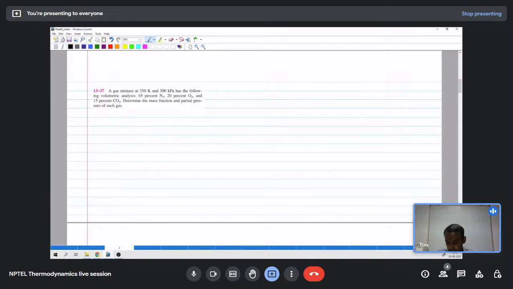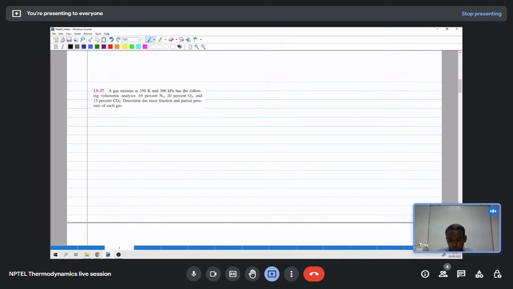In the next problem, we have a gas mixture at 350 Kelvin and 300 kilopascal with the volumetric analysis of 65% nitrogen, 20% oxygen, and 15% of carbon dioxide. We need to determine the mass fraction and the partial pressure of each gas.